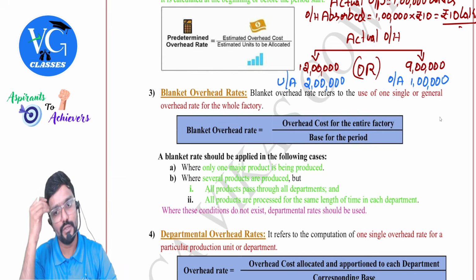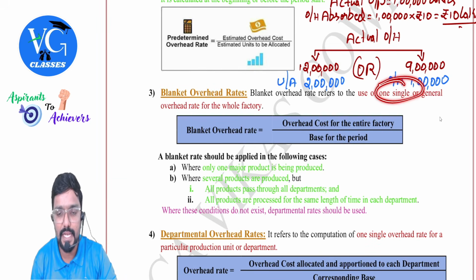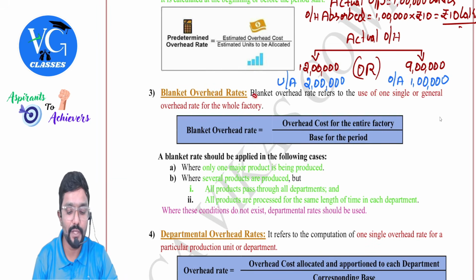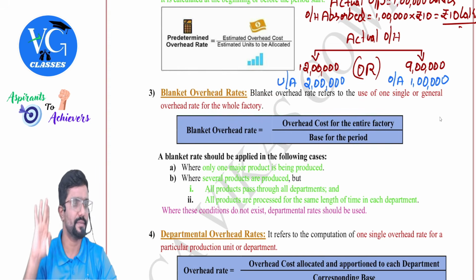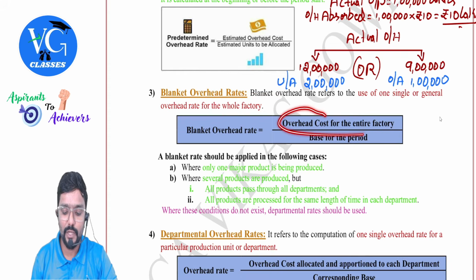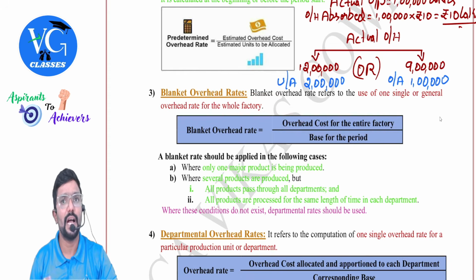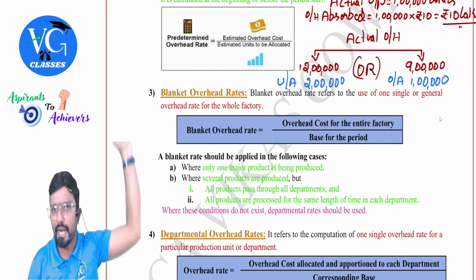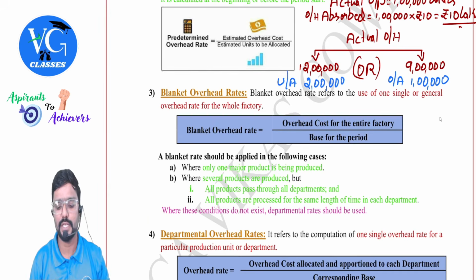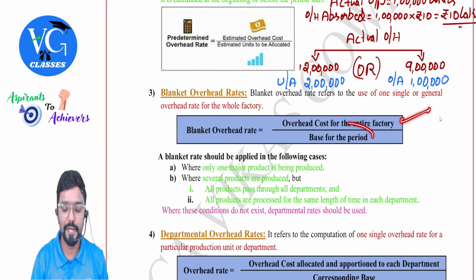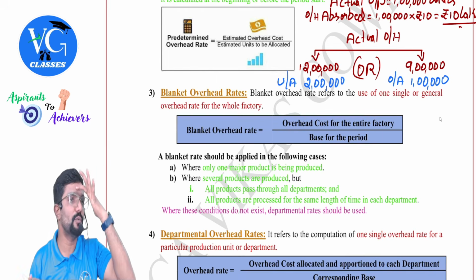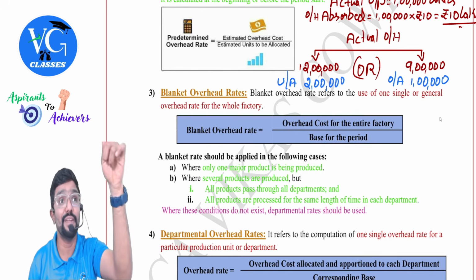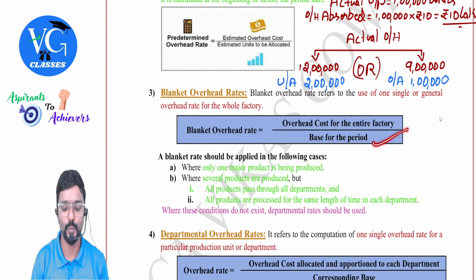Blanket overhead rate refers to the use of one single or general overhead rate for the whole factory. Means for the entire factory or entire company, one rate. So we will calculate the overall cost for the entire factory. Assume we have 5 different departments. Add up all the cost and take it as the numerator. Divide it by what? The output. Output of what? The department or the company? For the company as a whole.